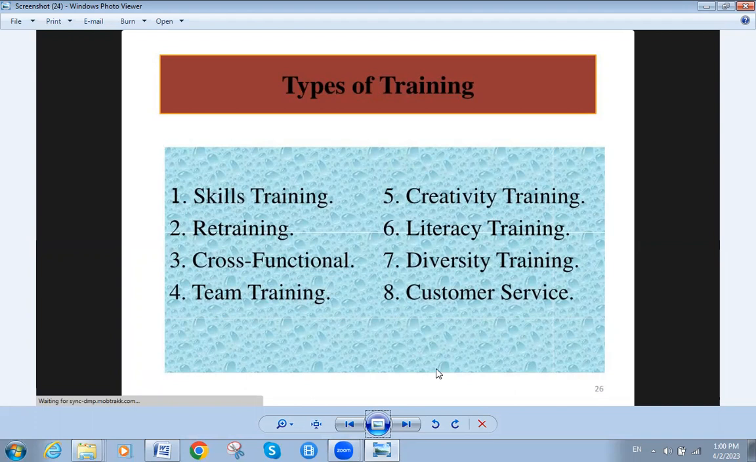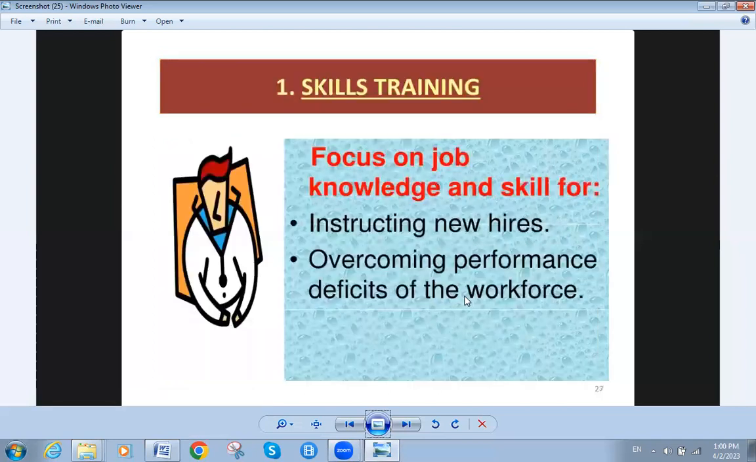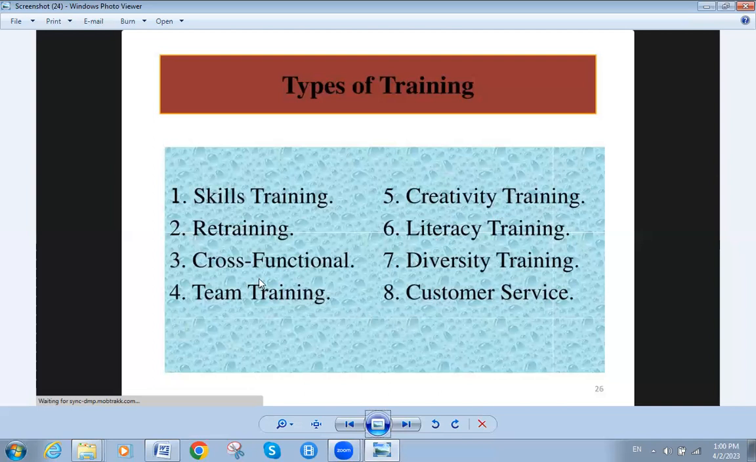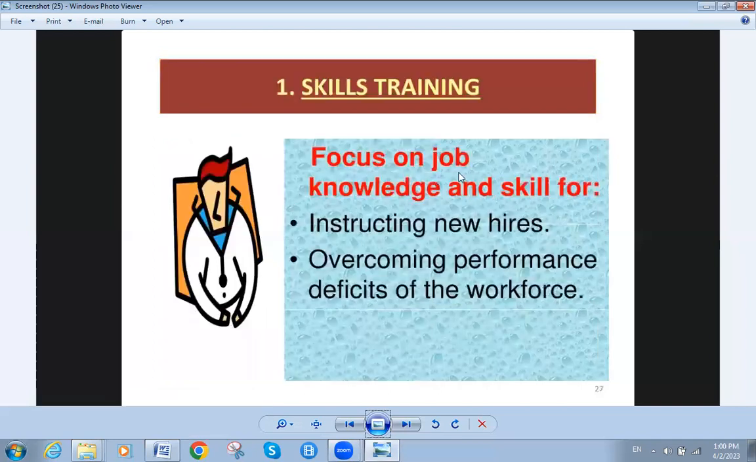Again, the types of training include skill training, retraining, cross-functional training, team training, creativity training, literacy training, diversity training, and customer services. We'll go to the first one, which is skill training.